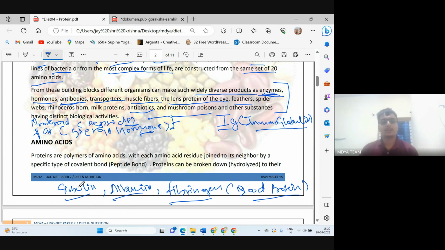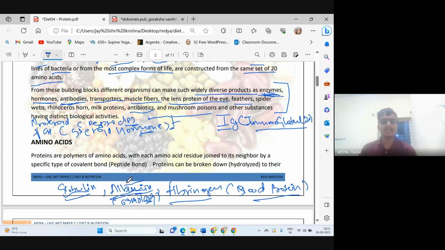Also write the function of all these proteins. Globulin proteins are involved in the defense mechanism. That's why antibodies are known as immunoglobulin. It is a type of globulin protein. Just note it down. Second one is albumin protein. Albumin protein is responsible for making the osmolarity of our blood. In simple words, these proteins govern the amount of water in our blood, whether our blood should have more water or less water. All these things are governed by this albumin protein.